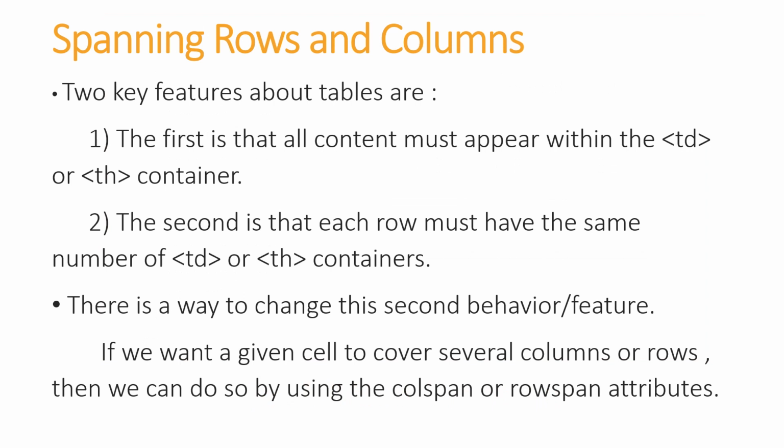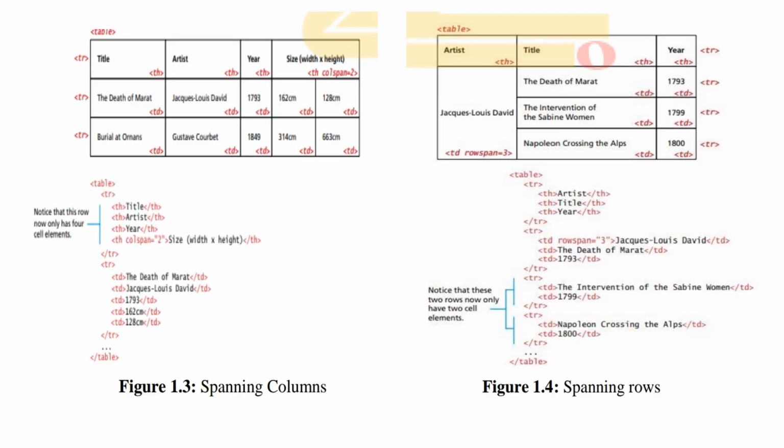Spanning rows and columns. Two key features about tables are: the first is that all content must appear within the TD or TH containers. The second is that each row must have the same number of TD or TH containers. There is a way to change the second behavior. If we want a given cell to cover several columns or rows, then we can do so by using the colspan or rowspan attributes. These are examples of spanning columns and spanning rows.